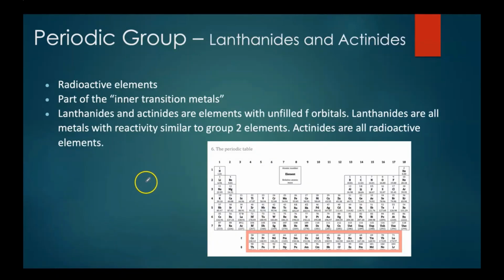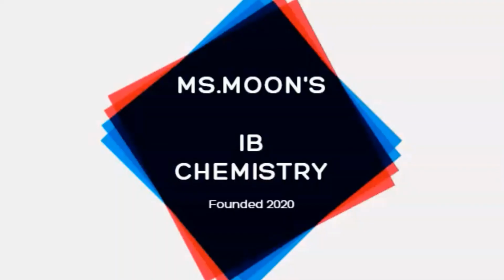The last groups are lanthanides and actinides. They are these elements here. They are radioactive elements and part of the inner transition metals. They go over here, right? Lanthanides and actinides are elements with unfilled f orbitals. Lanthanides are all metals with reactivity similar to the group 2 elements, and actinides are all radioactive elements.